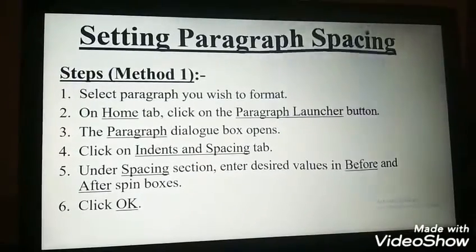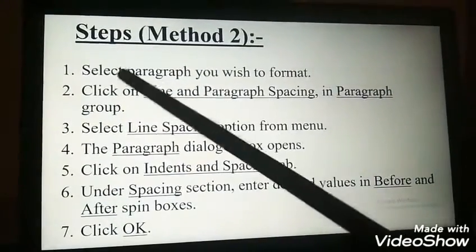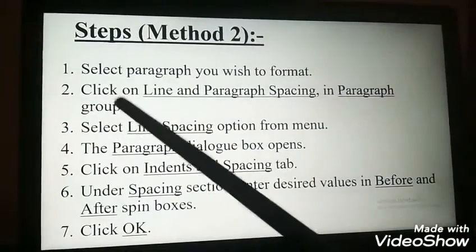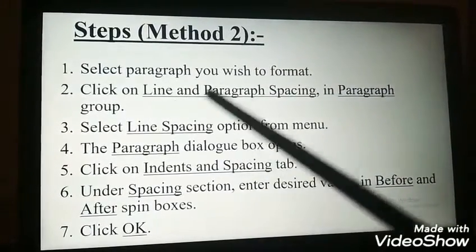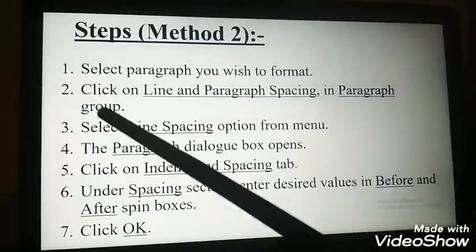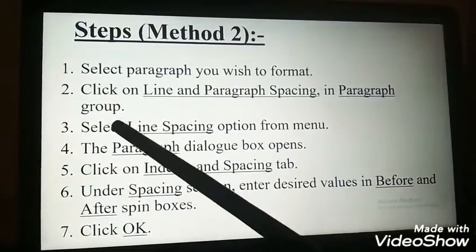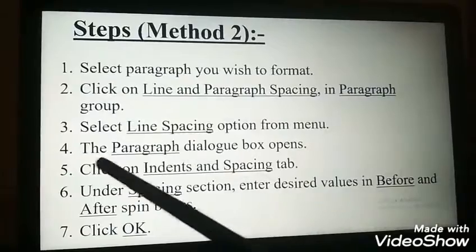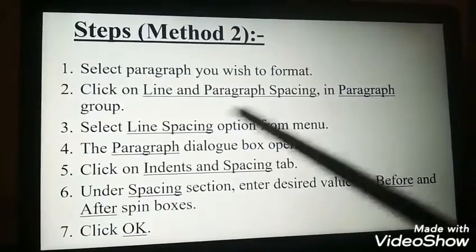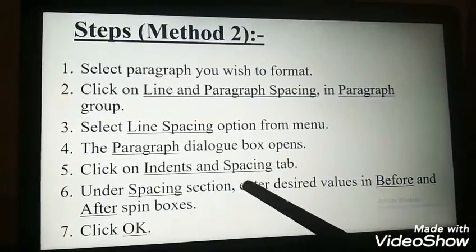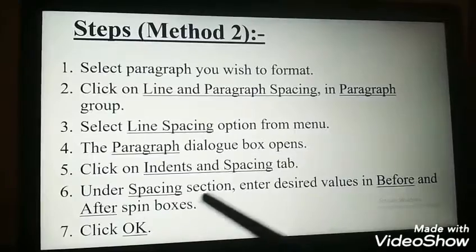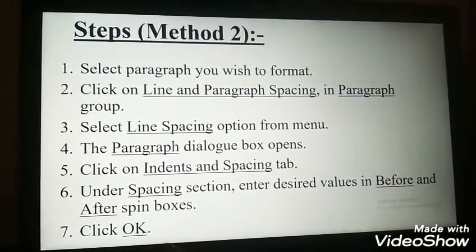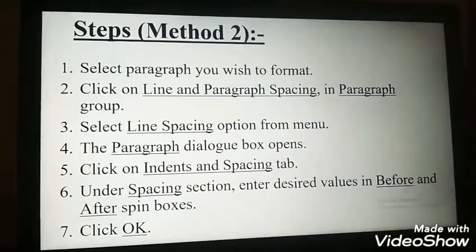Similarly, the second method is, first we have to select the paragraph we wish to format in the same way. Then click on line and paragraph spacing in the paragraph group, like we have done before also. Then select the line spacing option from the menu. The paragraph dialog box opens. Then we have to click on the indents and spacing tab. Under the spacing section enter the desired value in the before and after spin boxes, and then we have to click OK.